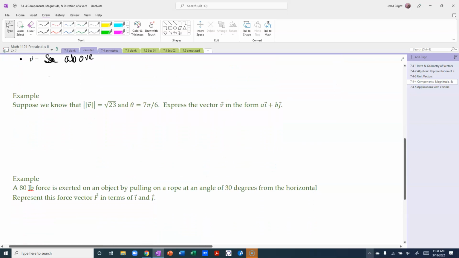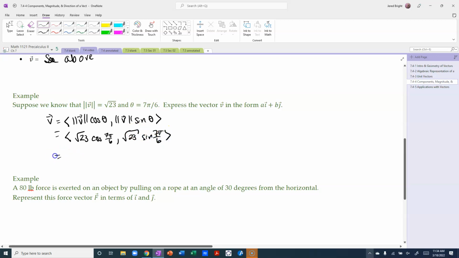Suppose we know that the magnitude of v is that and the direction is that. Express the vector in unit vector form. Well, let's start with component form. We just got done saying that in component form, this would be magnitude of v cosine theta, magnitude of v sine theta. Then substitute in the magnitude, square root of 23, and cosine of 7 pi over 6, comma, square root of 23 sine of 7 pi over 6.